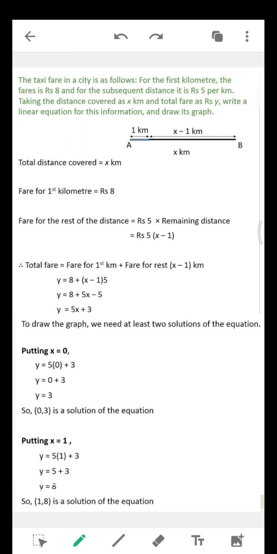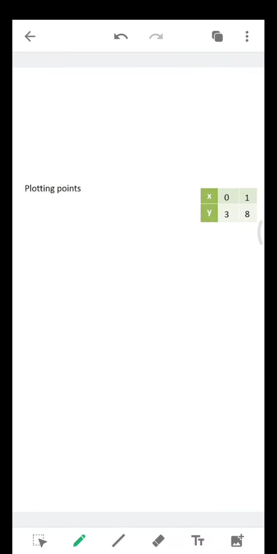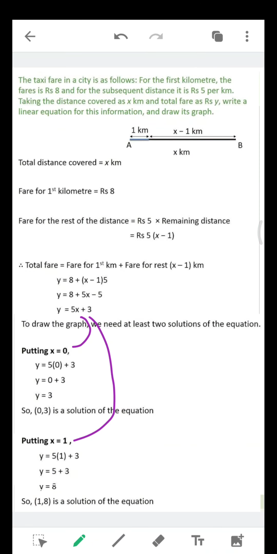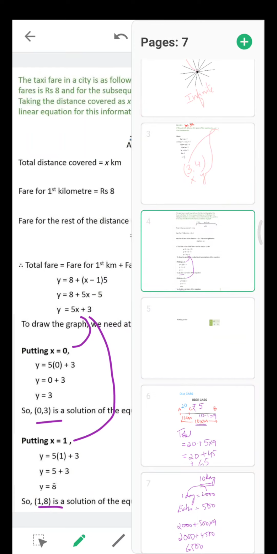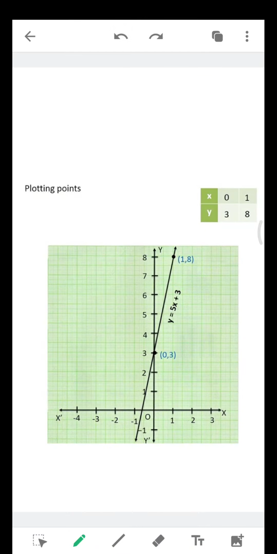Substituting these values, we have got y values here. Substituting x equals 1, we have got y equals 8. So these two solutions are enough for us to draw the graph. So (0, 3) and (1, 8), the solutions I have taken in tabular form. And using these two solutions, we'll draw the graph.